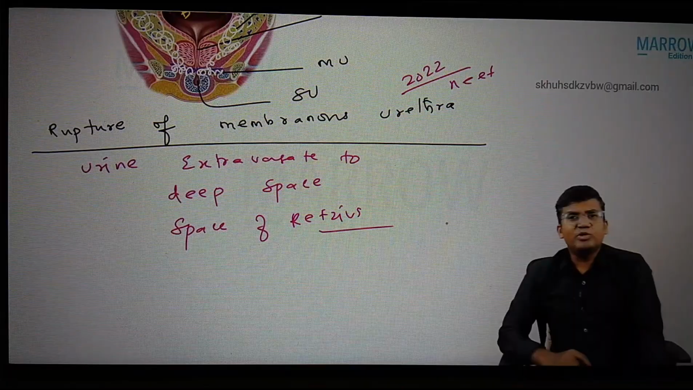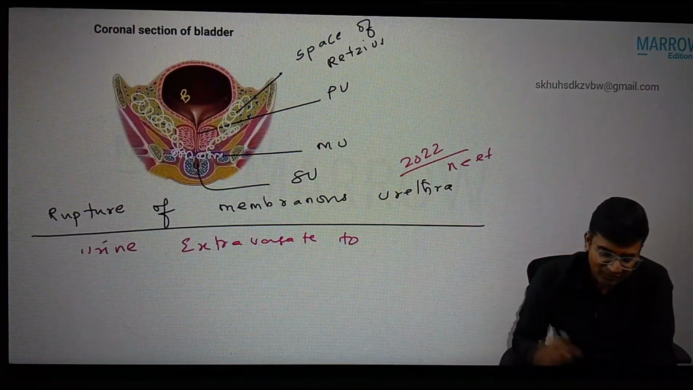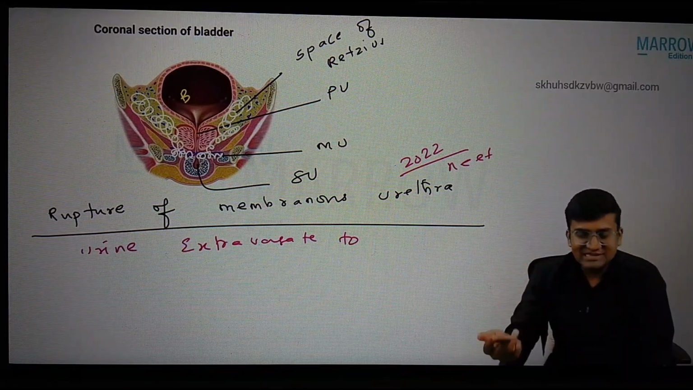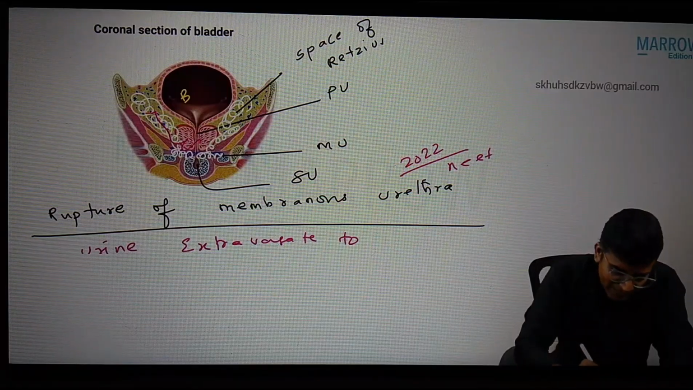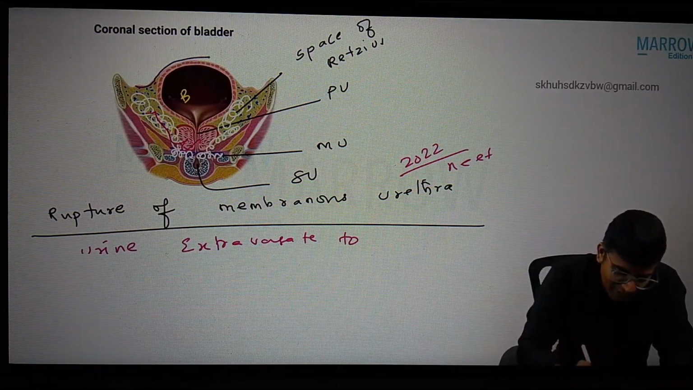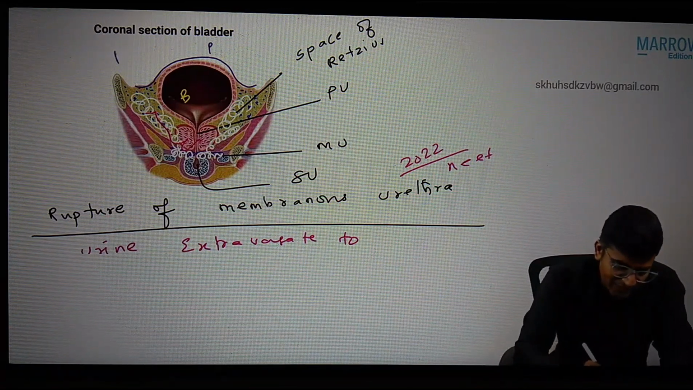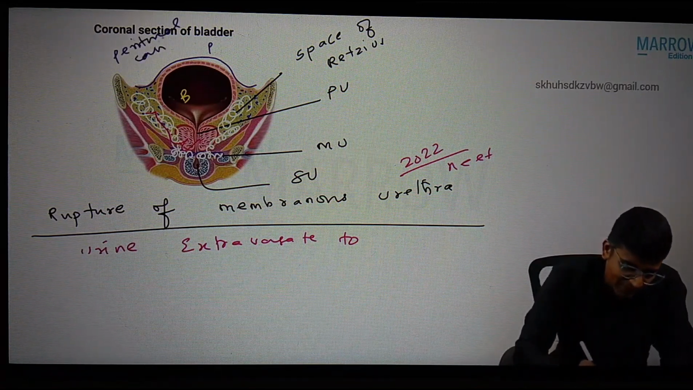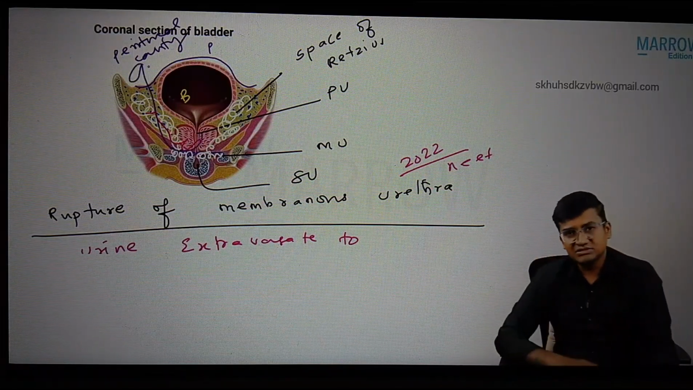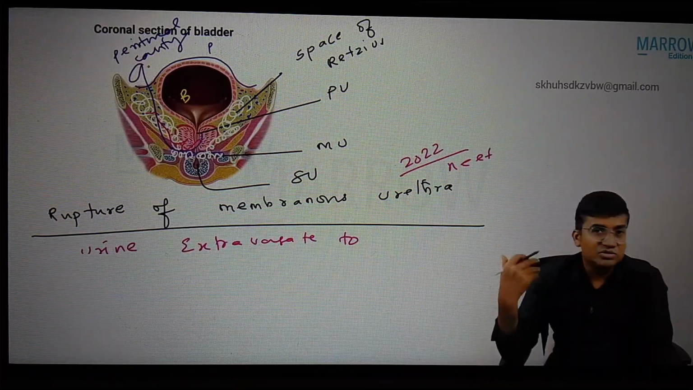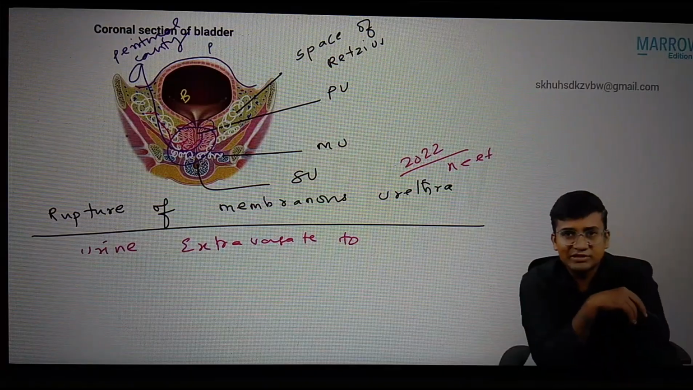Fine. Now, one important point: is there any chance for urine to go into the peritoneal cavity in the case of urethral rupture? The patient is having only urethral rupture. Now, see the diagram. This is the bladder. The bladder is covered by peritoneum only on the superior surface. This is the peritoneal layer and this is the peritoneal cavity. Now, the question: is there any chance for urine to go into the peritoneal cavity in the case of urethral rupture? No, there is no chance for urine to reach the peritoneal cavity in the case of urethral rupture.